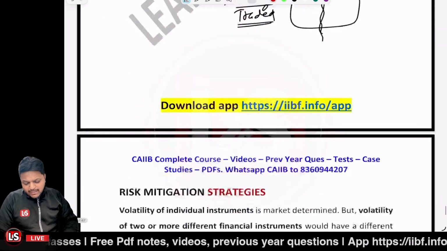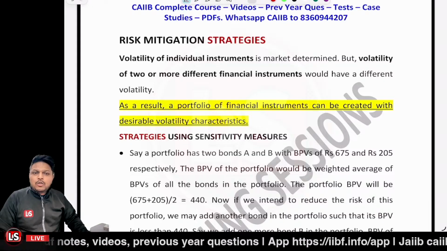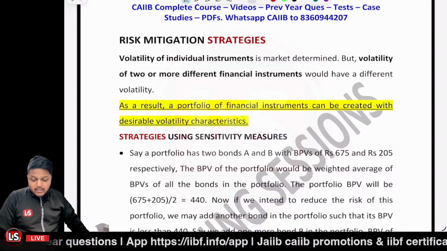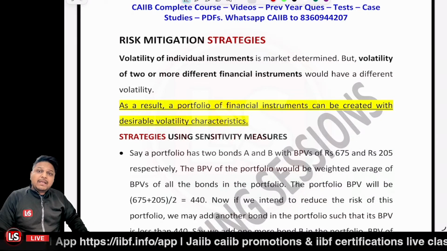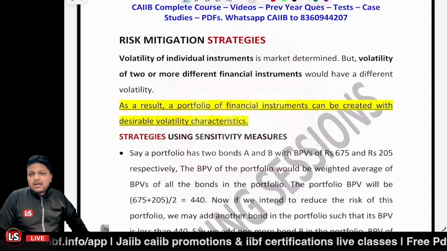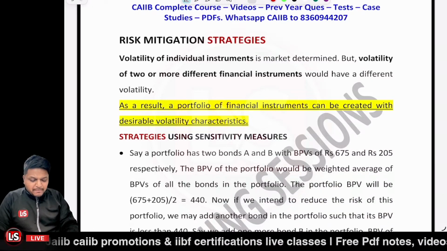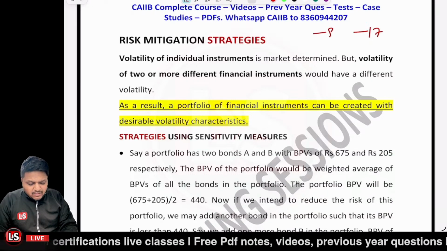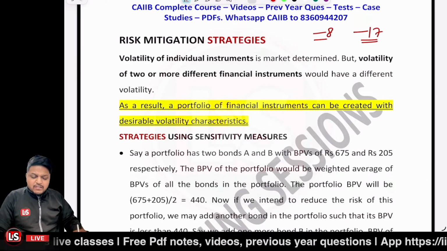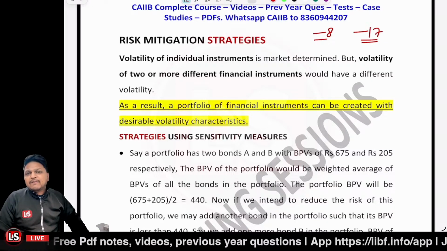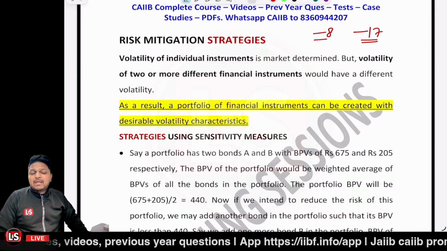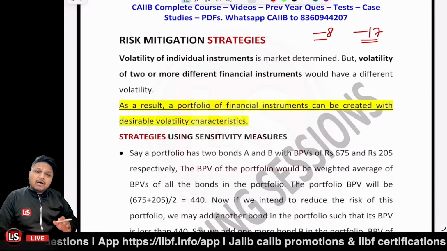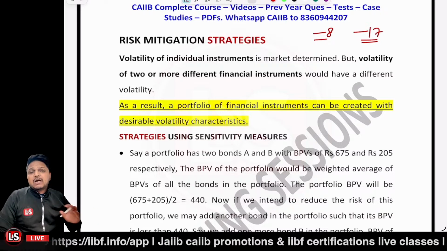Now let's have a look at the risk mitigation strategies. As I told you, the first thing is that we are to reduce the overall volatility. It may be the case that you are dealing in two different instruments. Let's say one instrument is producing an effect of minus 17 and the other instrument is producing an effect of minus 8. When we average them out, the average will be minus 12.5 something. It means that we can be reducing the overall impact if we have different volatilities. That way we can reduce our risk.